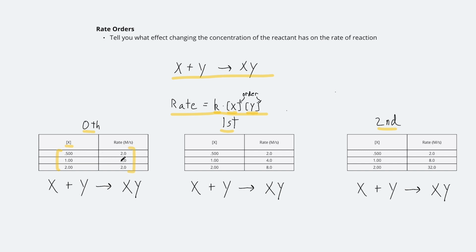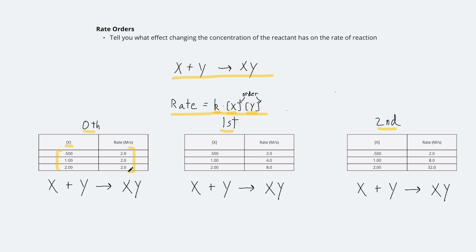So in this first one, hypothetically, if x was in the 0th order, notice how when we change the concentration of x, we are doubling it. So we go from 0.5 to 1, from 1 to 2, and then if you look at the rate of the reaction, it's not changing. So anytime that you change the concentration of a reactant, but then the rate is unchanged after you change the concentration, then we say that that reactant is in the 0th order.